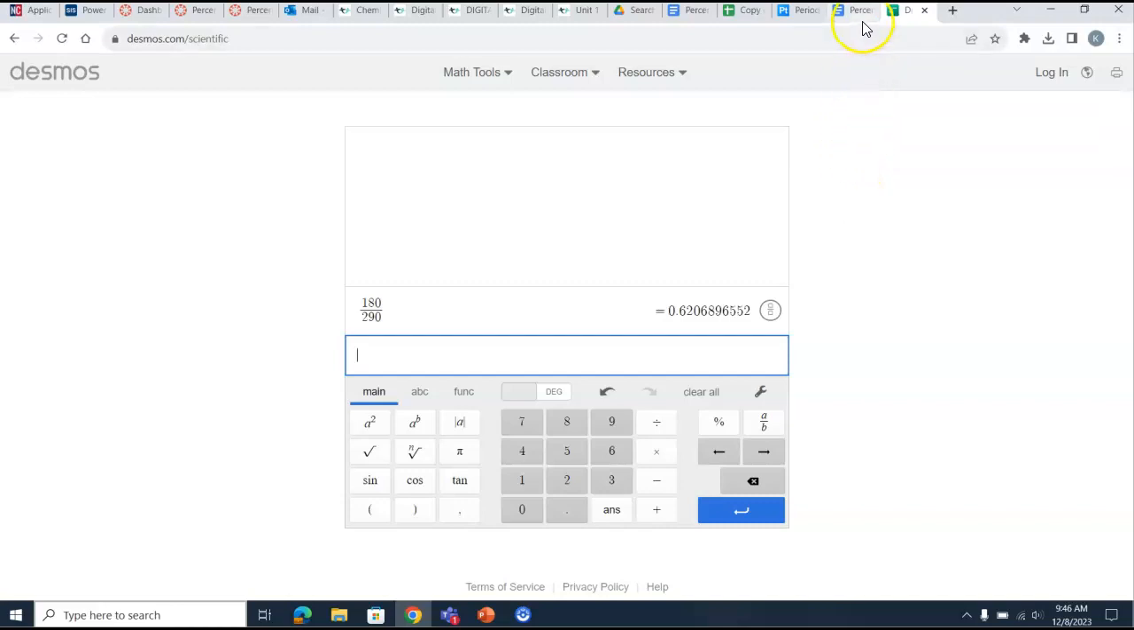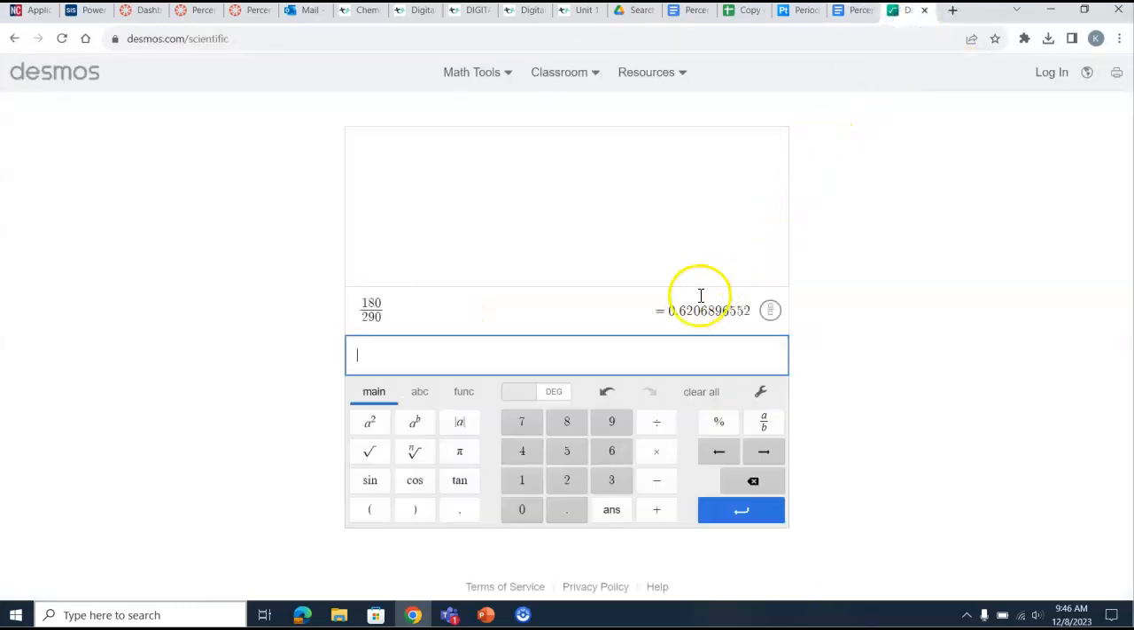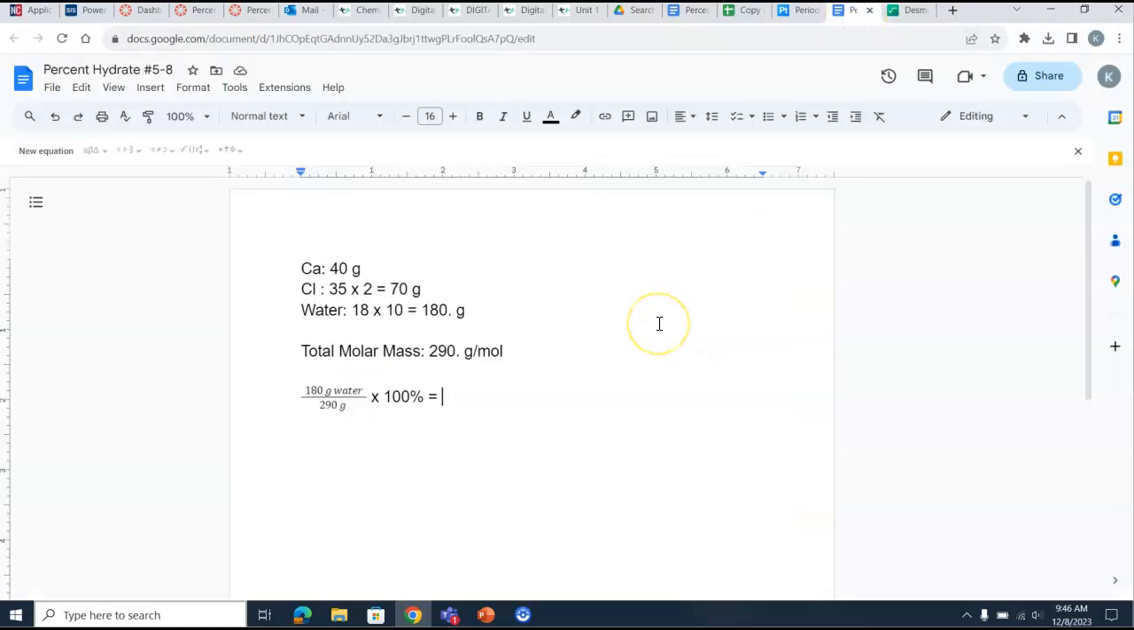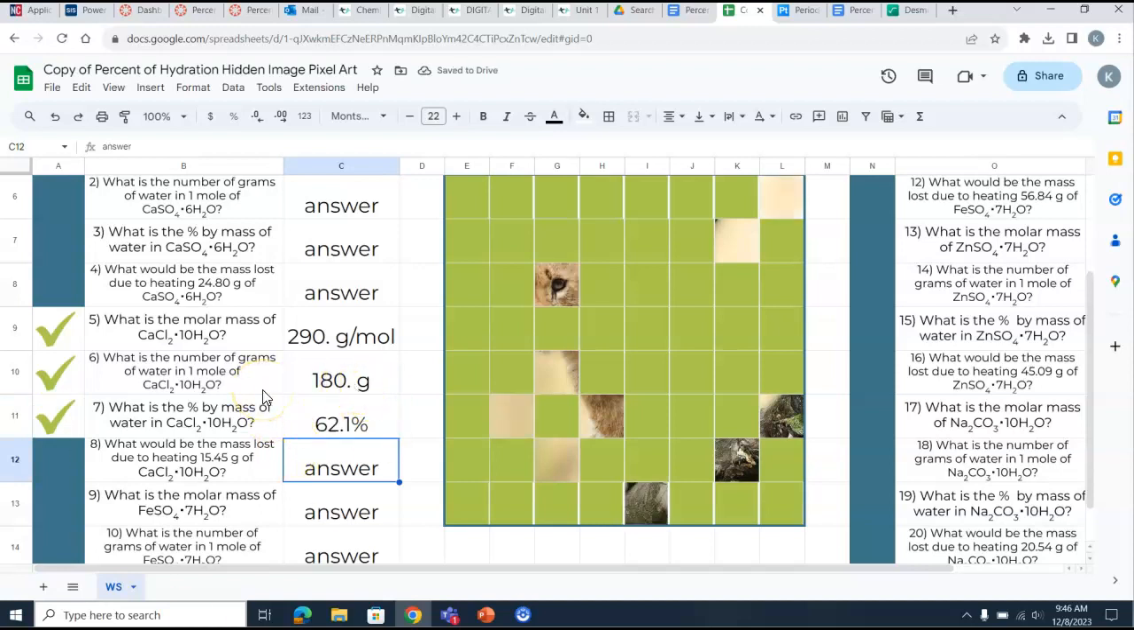Now, because this is a division problem, we report to the least number of sig figs, right? So in this case, the 180 and the 290 that we calculated here, those were both significant, right? Because we had the decimal places behind each of these. So there are 3 sig figs here. The least number of sig figs is 3. So it's going to be 62.1%. Perfect.